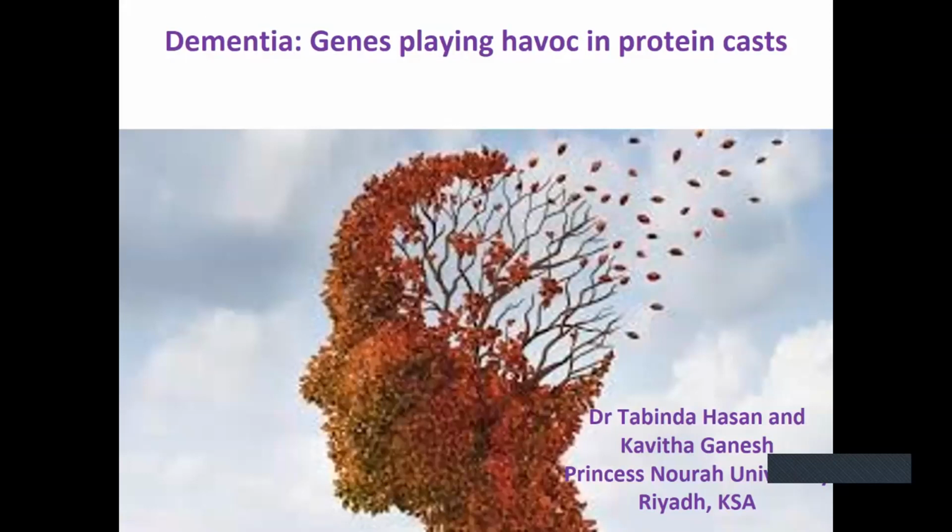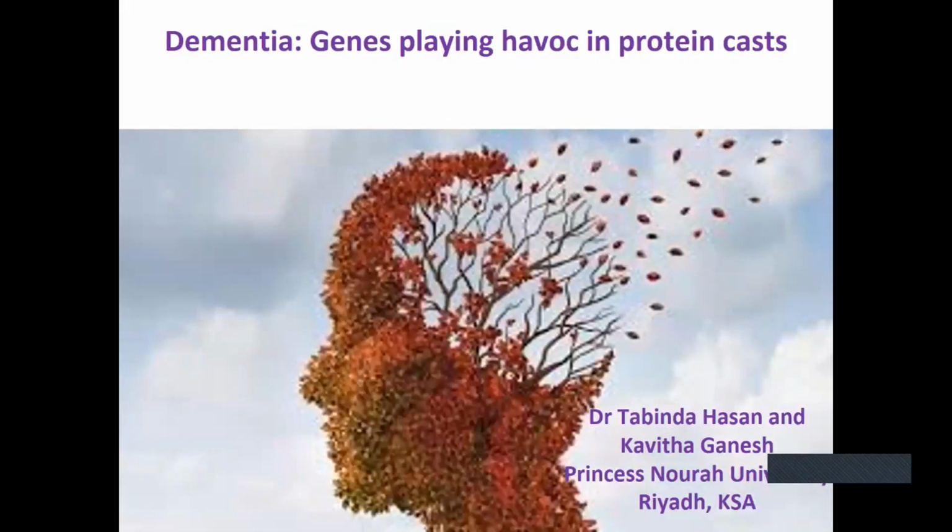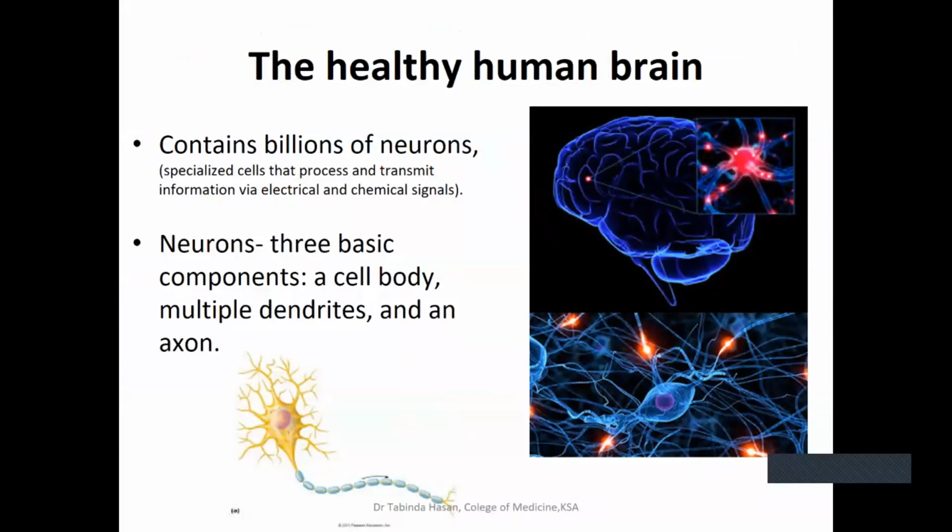We are in the anatomy department of Princess Mira University in Riyadh, Saudi Arabia. And I will be talking about the proteins and the genes that play a role in the spread of Alzheimer's disease. So first of all, we'll talk a little bit about the Alzheimer's itself.